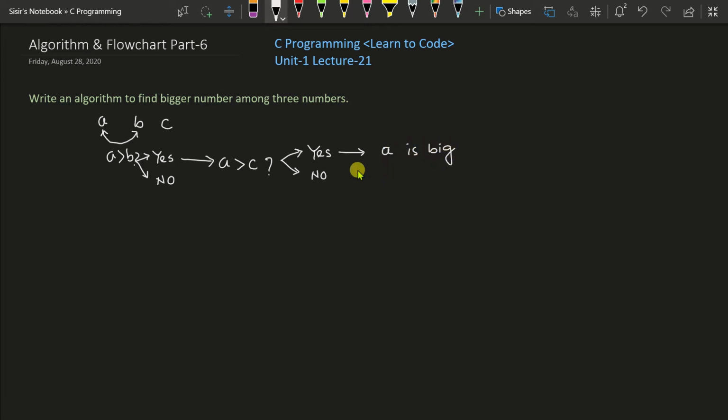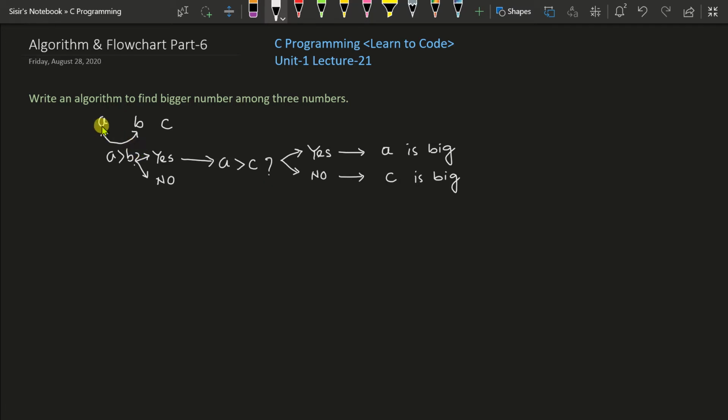Now comes the other situation. Let's say this condition may be false, that means it may be no. A greater than B is true, and after that we checked A greater than C, but it is not yes, it is no. So A is greater than B, but A is smaller than C. So which one is bigger? Obviously C is bigger. So for this no case, we can write C is big. Got my point? I hope you understand this one.